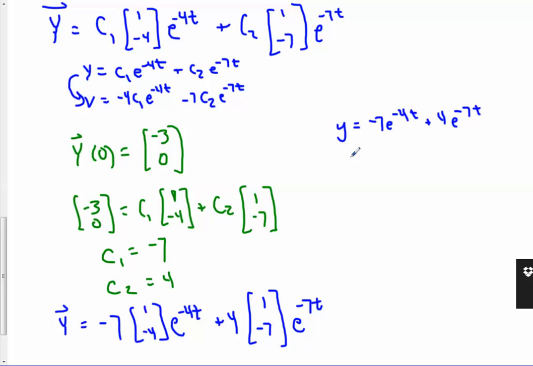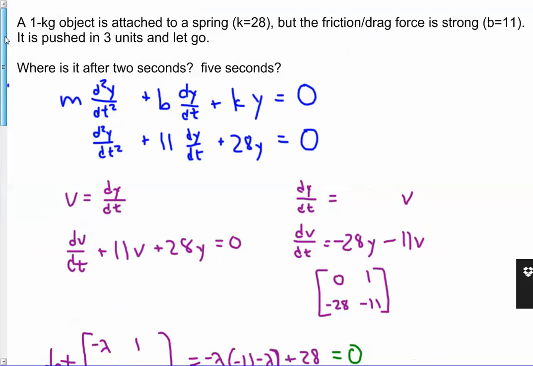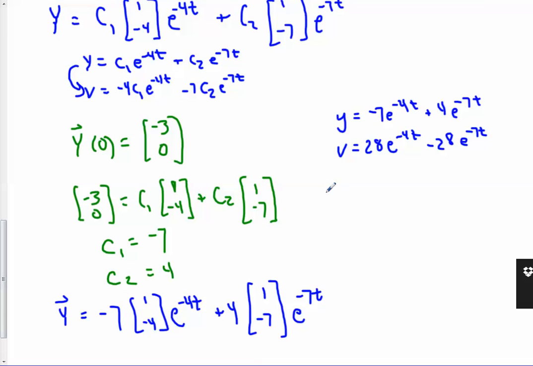And the velocity will be the bottom row, 28 e to the minus 4t minus 28 e to the minus 7t. We see they're both negative exponentials, both die out over time. This is typical overdamped situation. And then finally, we can answer the questions, where is it after 2 seconds, where is it after 5 seconds. So we just want y of 2 and y of 5.